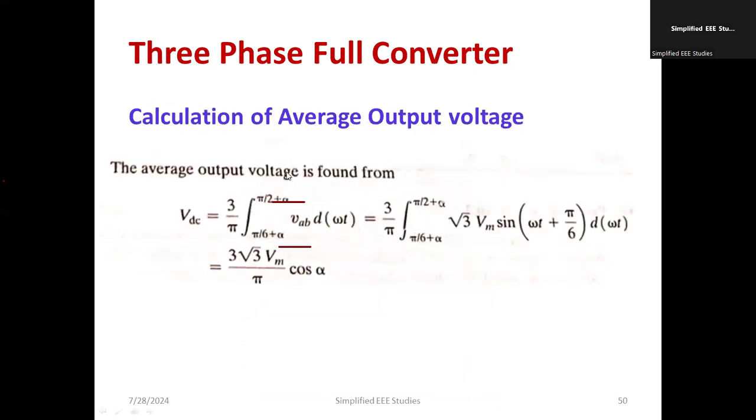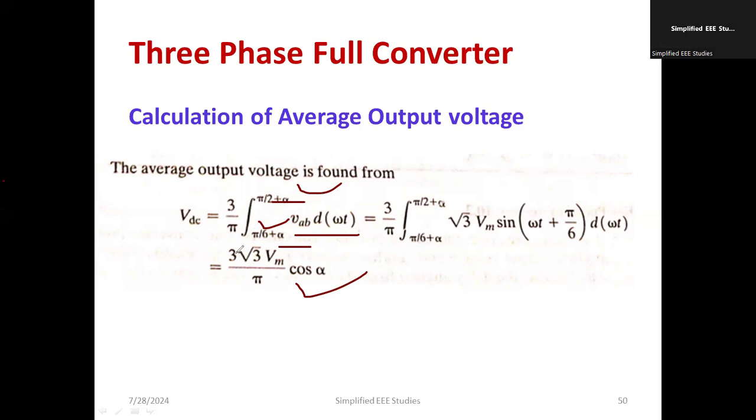Now we need to calculate the average output voltage. So use this formula to calculate the average output voltage. Decide the upper and lower limit. Okay, 3 by pi times the integral from the lower to the upper limit of VAB d omega t. If you do the integration properly, you'll get 3 root 3 Vm by pi times cos alpha. That is actually the average output voltage.